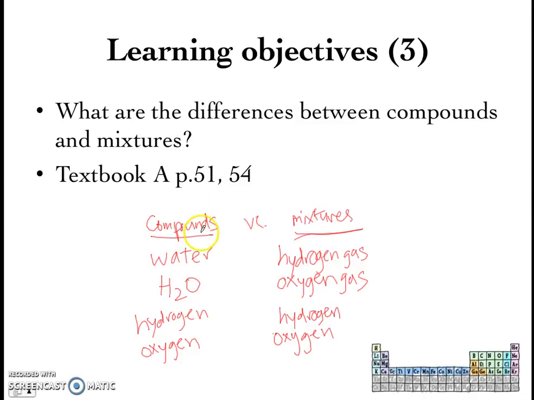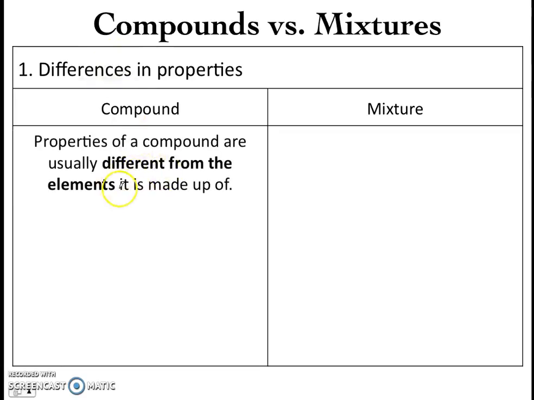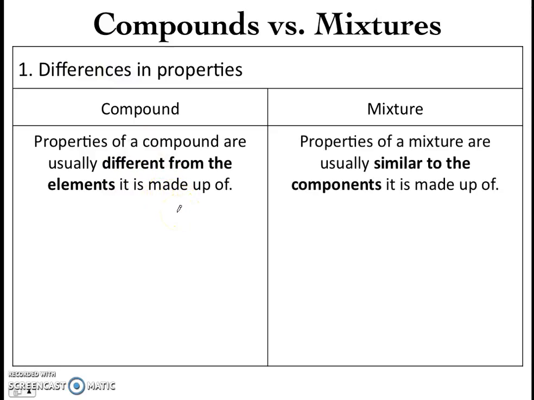So what makes the compound water different from a mixture of hydrogen and oxygen gas? We're going to be looking at that question. How do you differentiate a compound from a mixture? The first difference comes from comparing the properties of compounds and mixtures to the properties of what they are made up of. The properties of compounds are usually different from the elements that it is made up of, while the properties of mixtures are usually similar to the components that it is made up of.